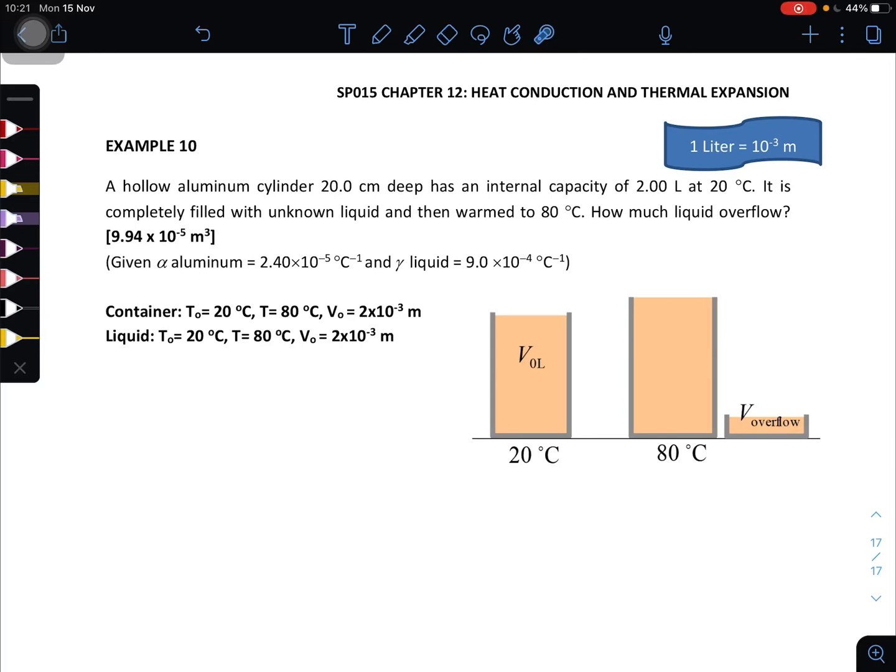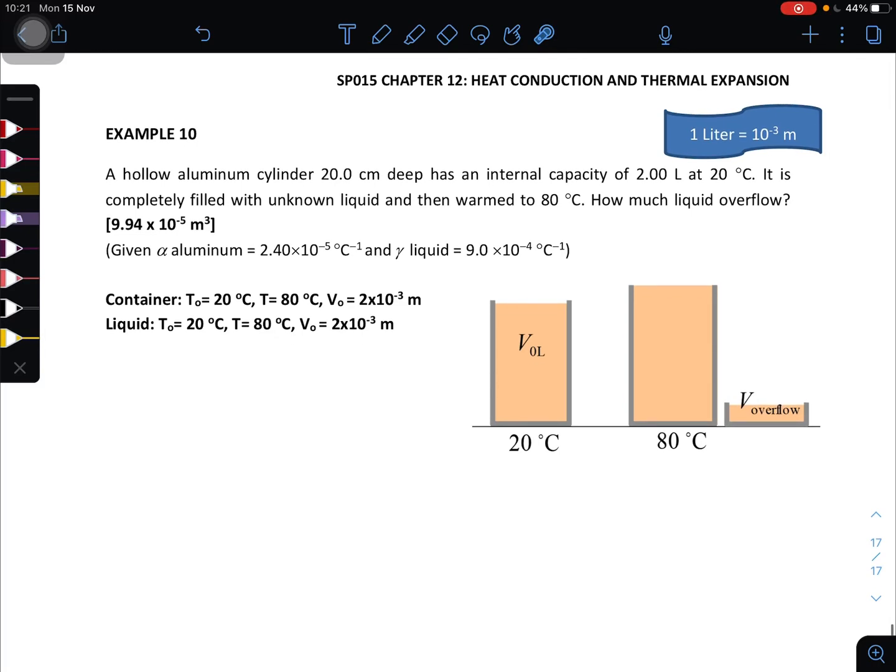Okay, let's look at the last example here. A hollow aluminium cylinder 20 centimeter deep has an internal capacity of 2 liter at 20 degrees Celsius. It is completely filled with unknown liquid and then warmed to 80 degrees Celsius. How much liquid overflow? Given the alpha of aluminium and the gamma for the liquid.